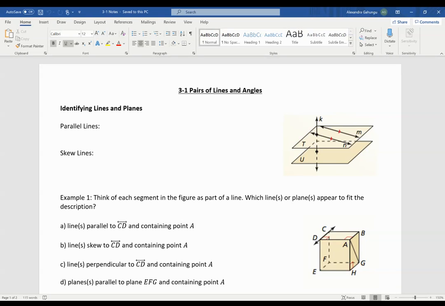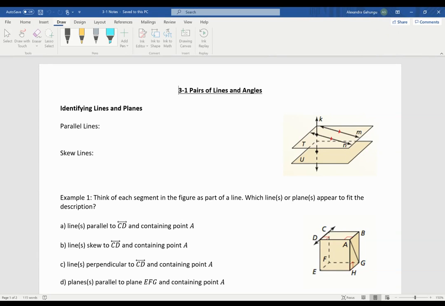Okay, we're starting with chapter 3. We're going to talk about pairs of lines and angles. So our parallel lines are our first pair of lines. Those are coplanar lines that do not intersect.